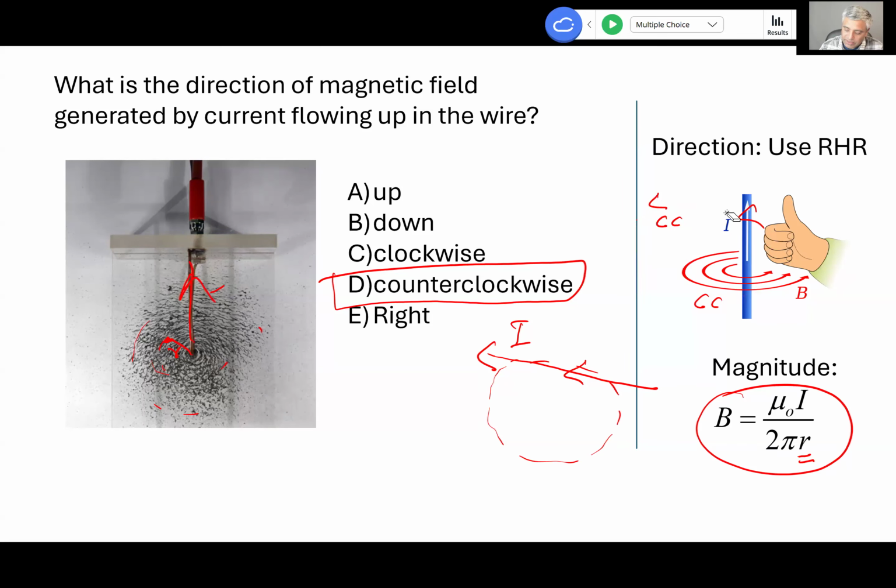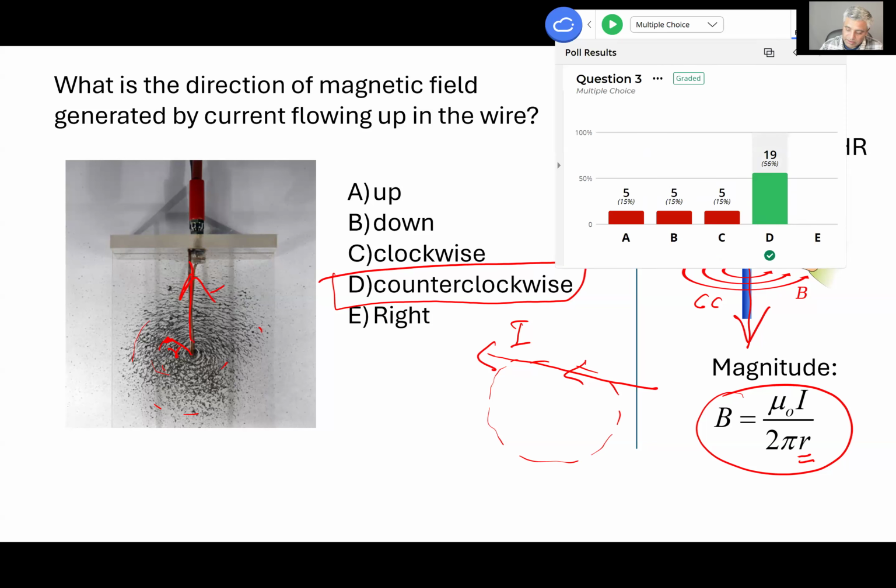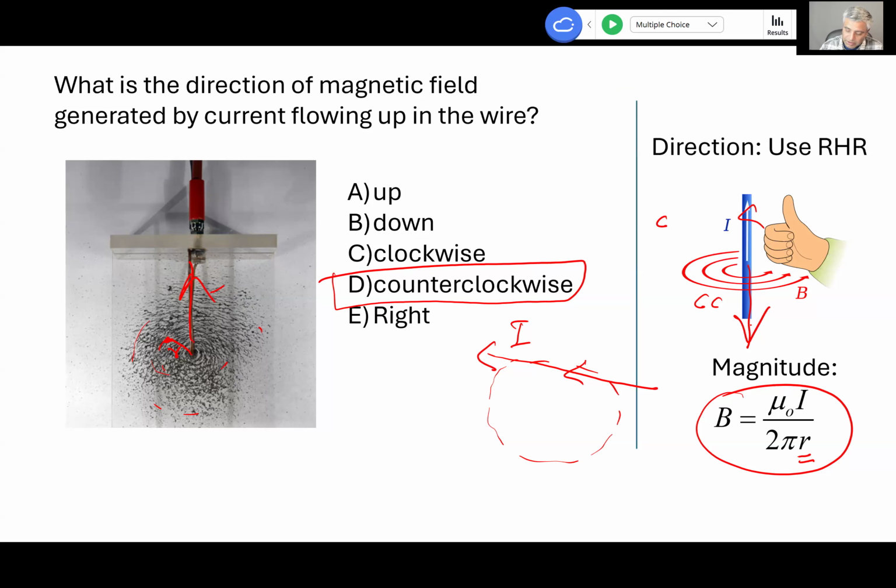If the current was going down, now can you do that? If the current was going down, by the way, this is D. If the current was going down, then you would point your thumb down here so that your fingers would be curling in the opposite direction, meaning clockwise. Okay?